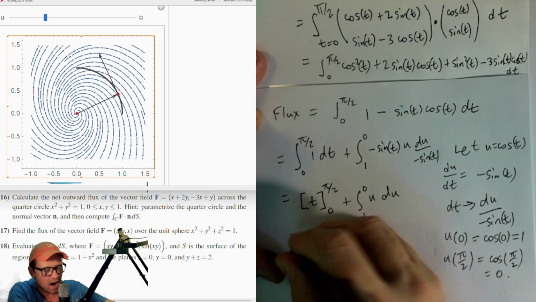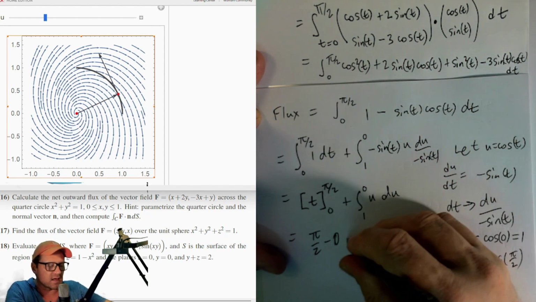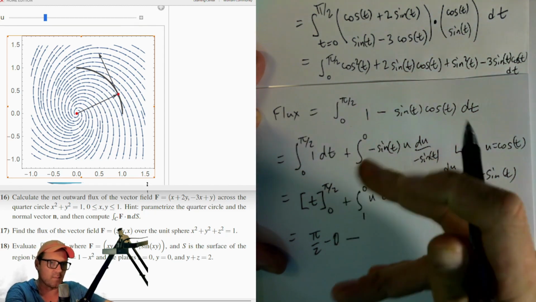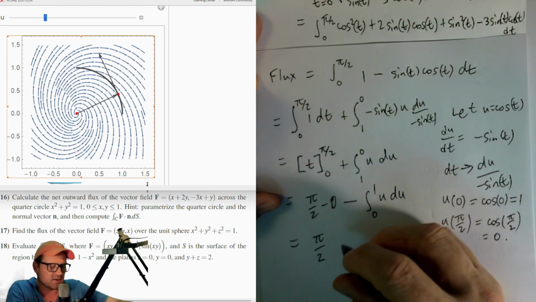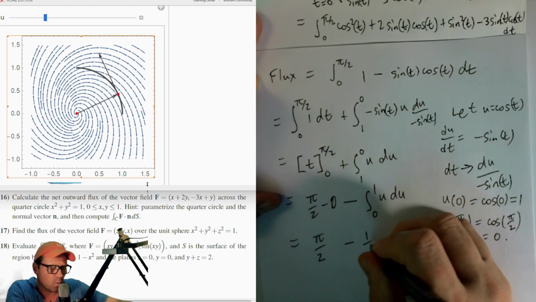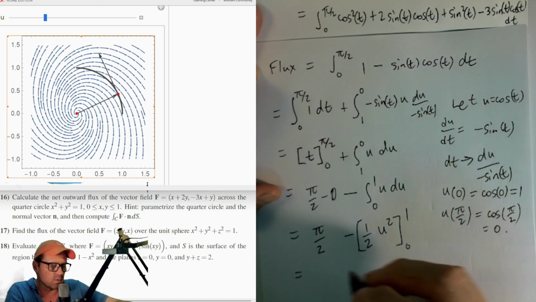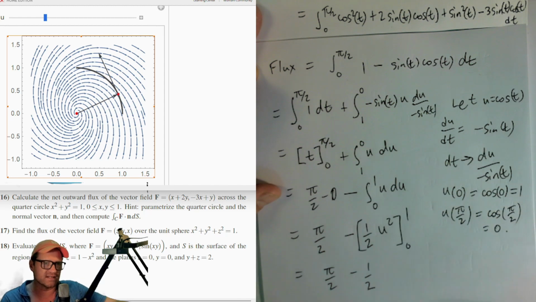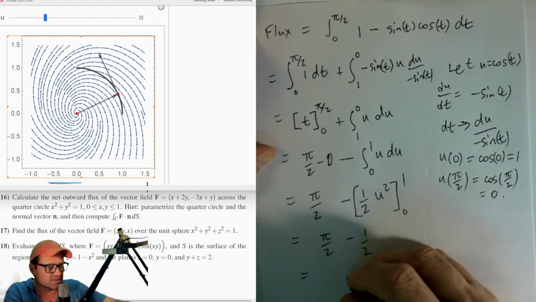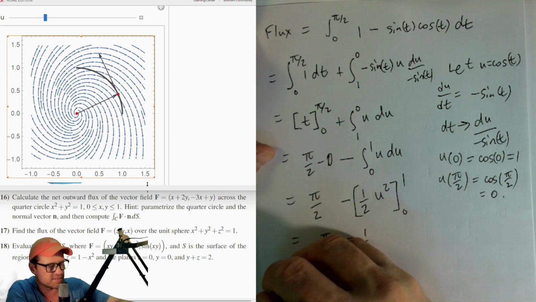Okay, and so now this is pi on 2 minus 0, and then we subtract, swapping this around, the integral from 0 to 1 of u du. So integrating the u, we have 1/2 u squared, 0 to 1, and so we get pi on 2 minus 1/2 and then plus 0. Okay, so we can write this all over 2 as pi minus 1 all over 2. And this is our flux.